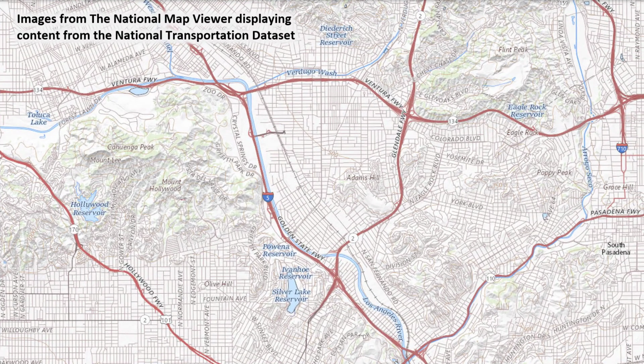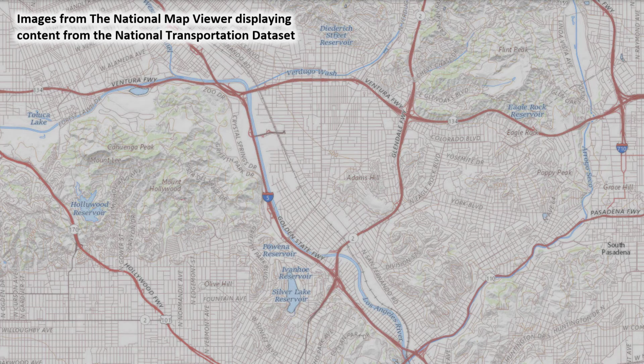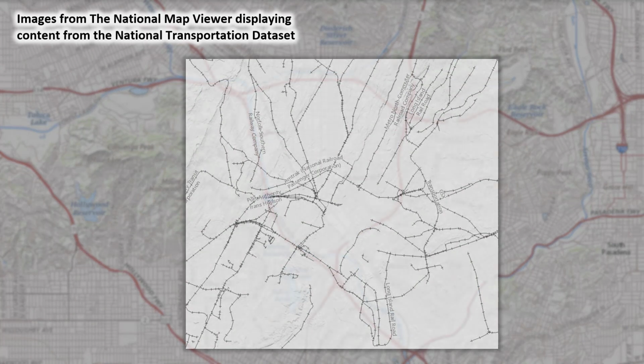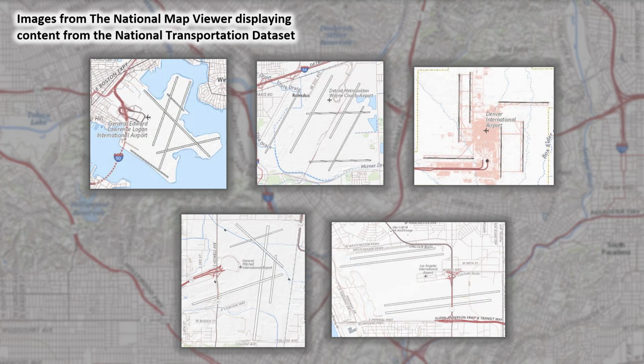Roads are primarily based on TIGER/Line data provided by the U.S. Census Bureau and supplemented with U.S. Forest Service and National Park Service road data. All railroads are provided by the Federal Railroad Administration. Airport points and runway polygons are updated using data provided by the Federal Aviation Administration.